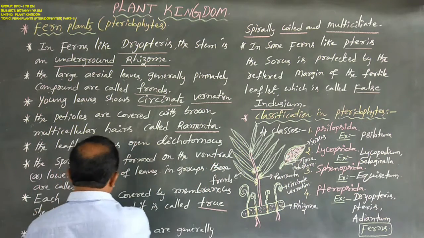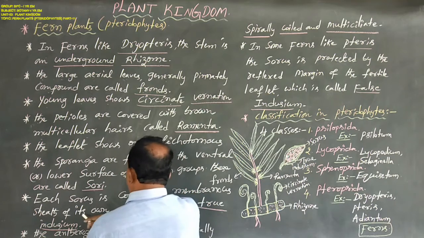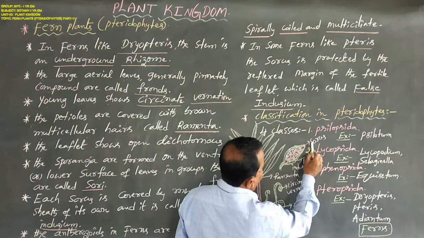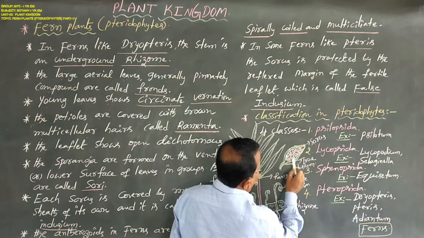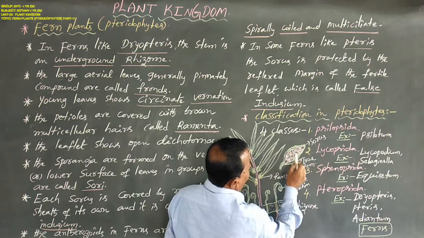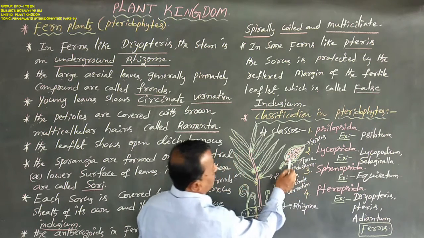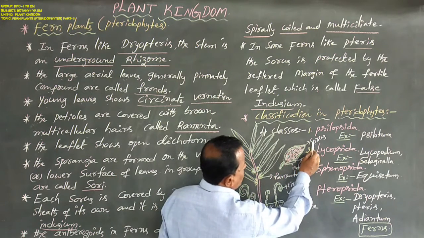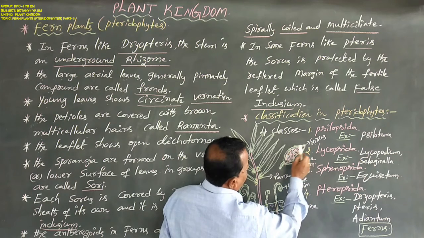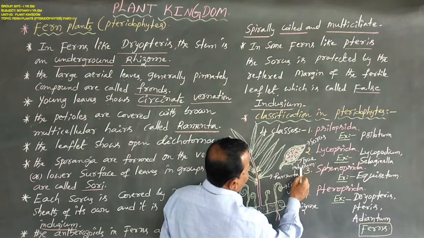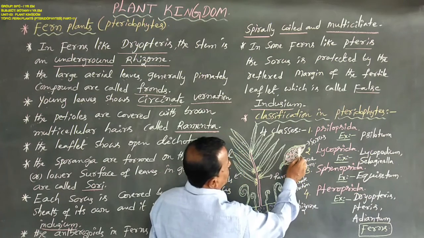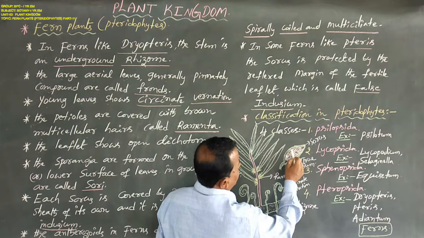Next, each sorus is covered by a membranous sheath of its own, that is called the true indusium. So this is a sorus. Each sorus is covered by one membranous sheath, called the true indusium. And each sorus contains sporangia. This is one sporangium.